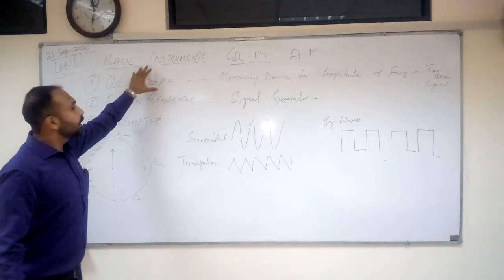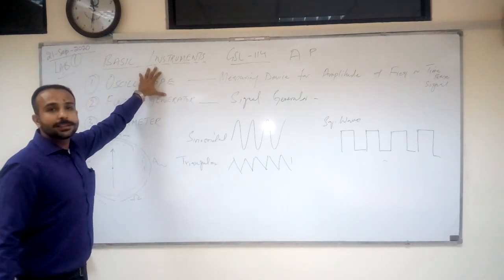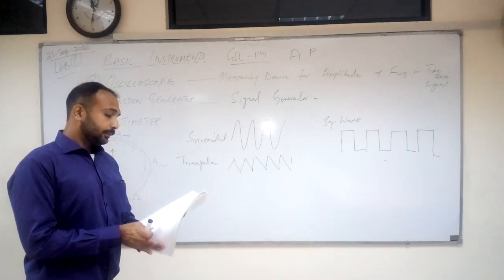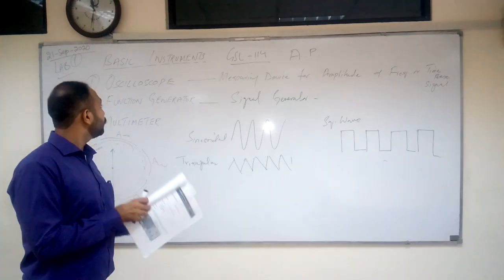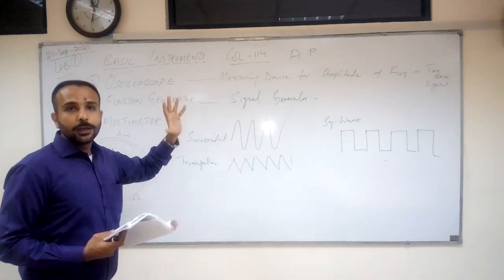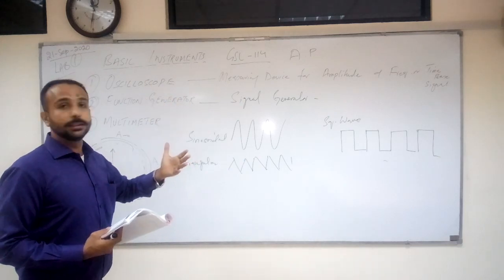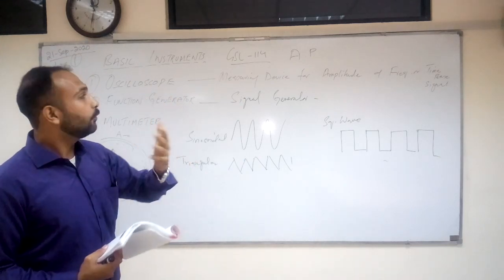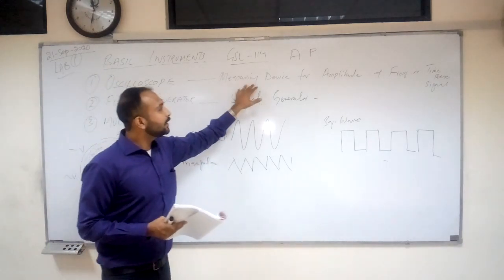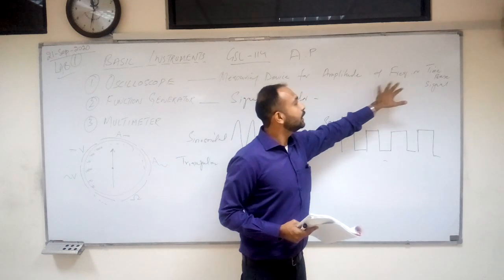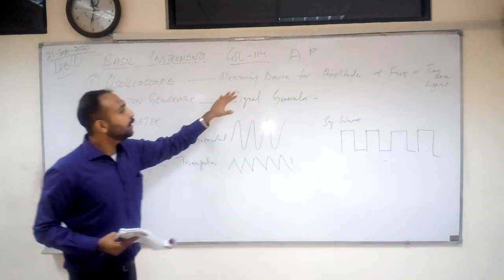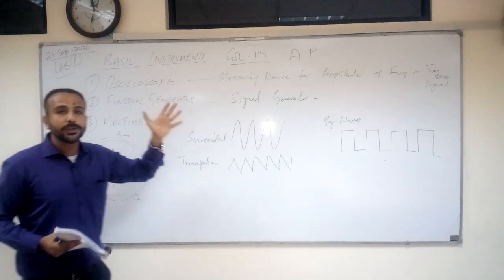Starting from your basic instruments, what are the basic instruments we will use in our labs? Here it is written, and the basic instrument is first of all the oscilloscope. What is this oscilloscope? It's a scope to visualize the signals. To visualize means here to watch the signals with your own eyes. It's a measuring device for amplitude and frequency and time-based signals.